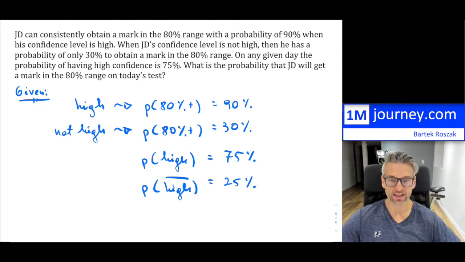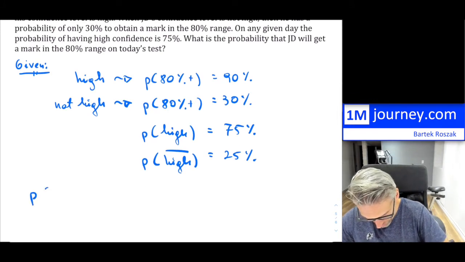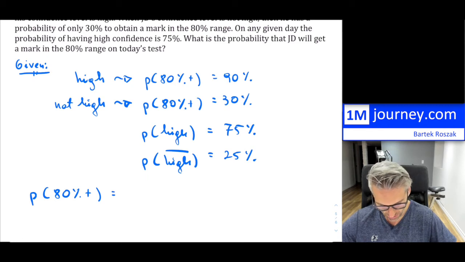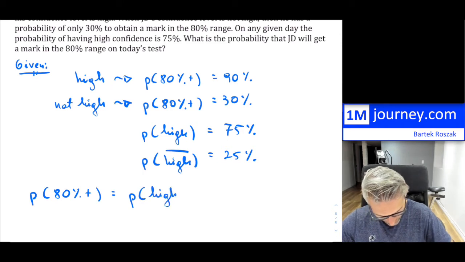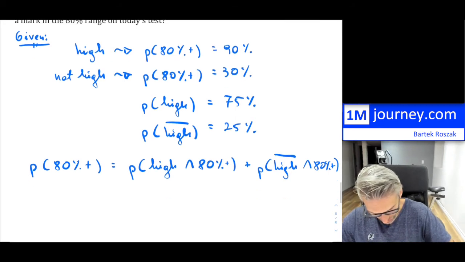Okay, so what is the probability that JD will get a mark in the 80% range on today's test? Let's take all of these into account. We want to know the probability of the 80% range. What is that? Well, it's going to be equal to the probability of having high confidence and obtaining the 80% range, plus the probability of low or not high confidence and getting that 80% range.